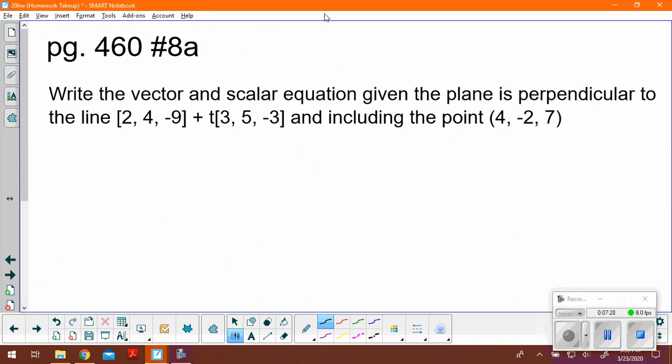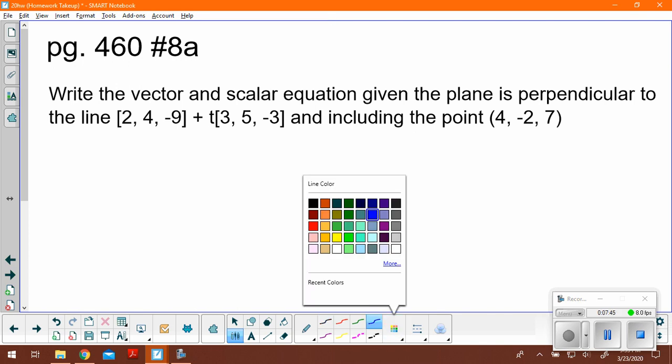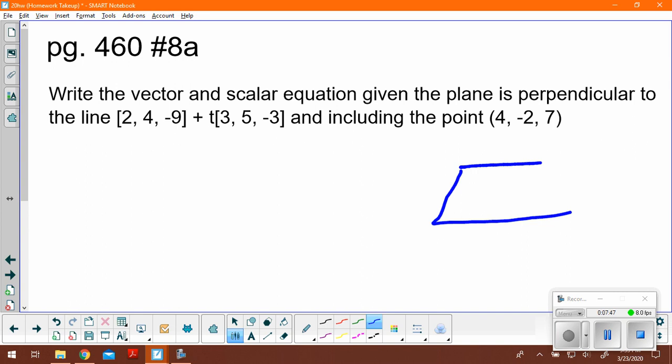Okay, number 8a. Write the vector and scalar equation given the plane is perpendicular to this line and includes this other point. I think this question was kind of similar to example 3 from the note from the previous day. If we draw a little picture, it says it's perpendicular to this line here. So whatever my line looks like, it's perpendicular to that line, and my plane is going to include a point over here.